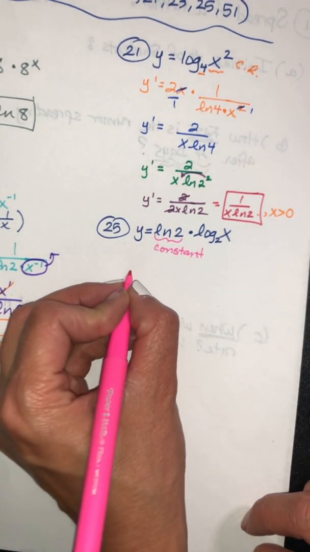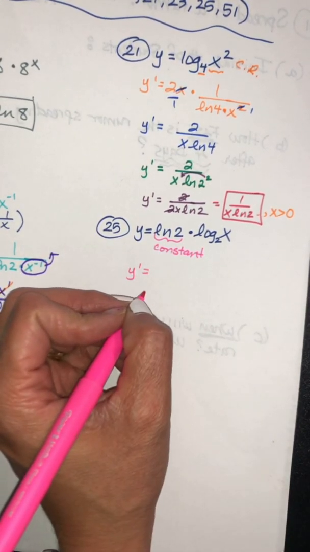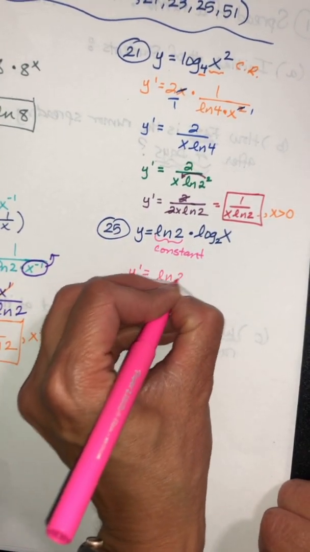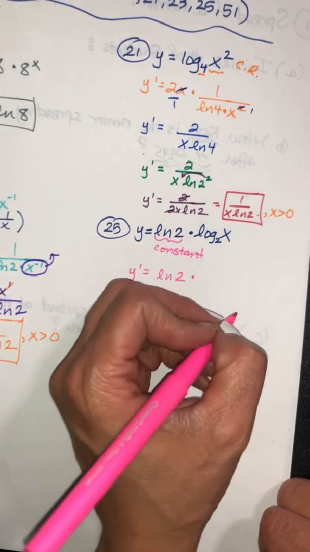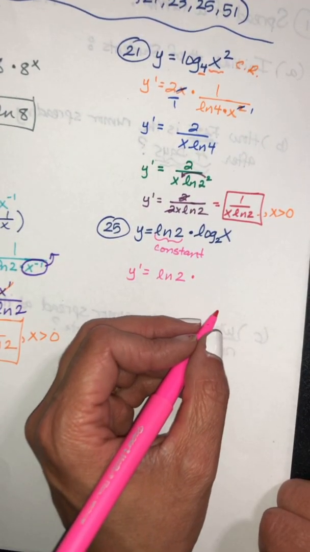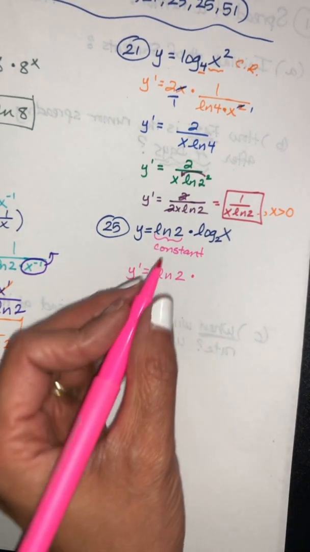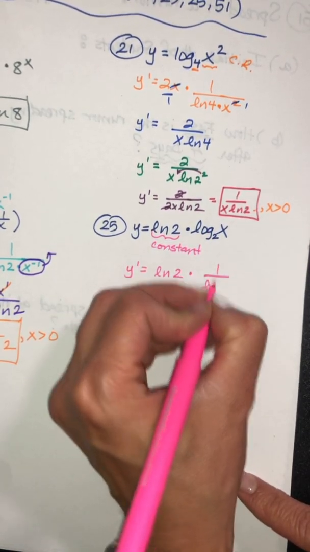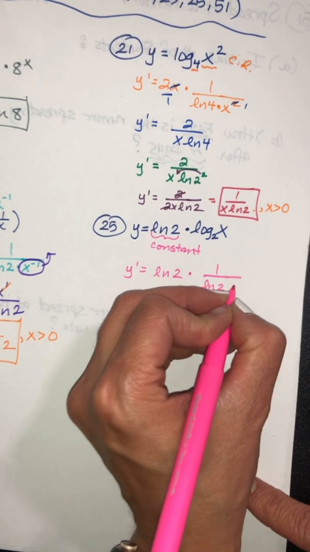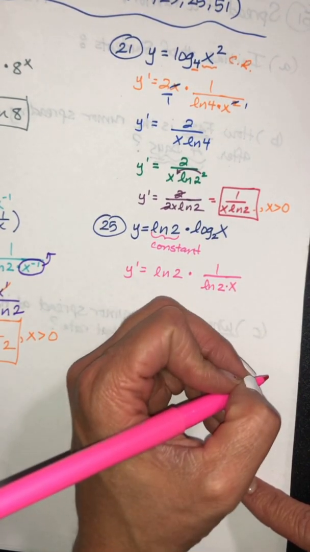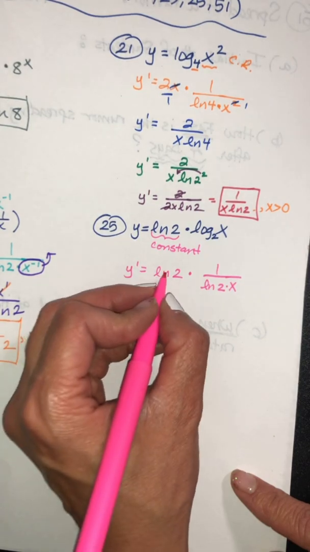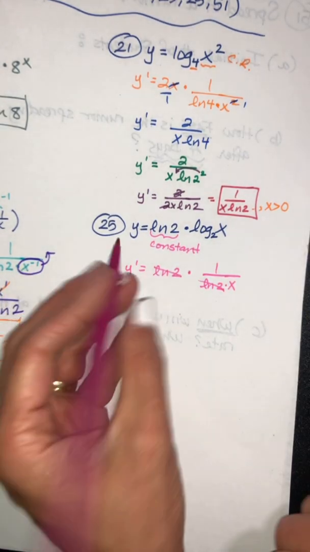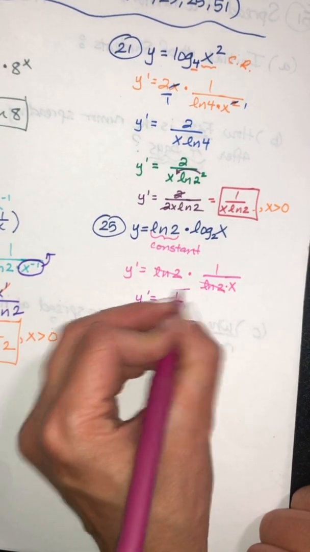Okay, so y prime or dy dx equals natural log of 2, let's keep that out front before we lose it, times the derivative of log base 2 of x. We have to take the derivative of the inside, but the derivative of x is just a 1, so I don't need to write that. And the derivative of the log is 1 over the natural log of the base times the input, which is just x. So guess what? These natural logs are going to cancel. So all I have left is 1 over x.